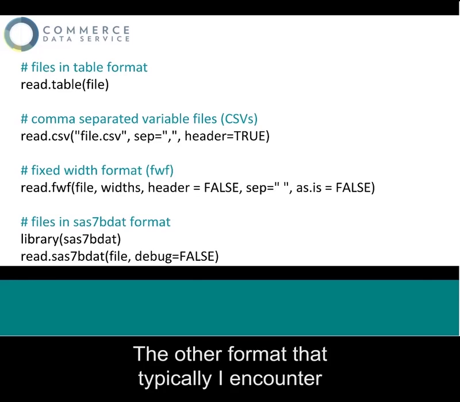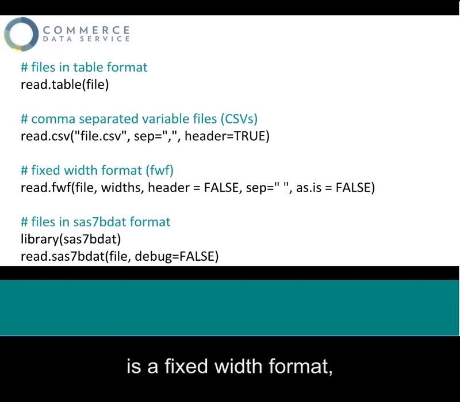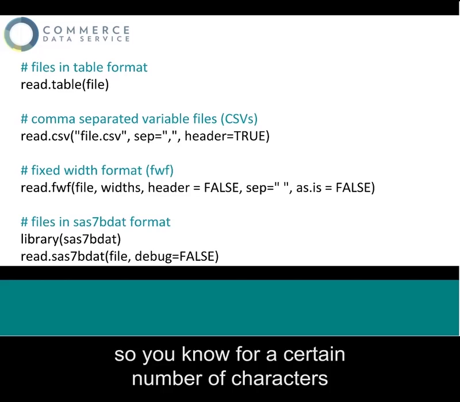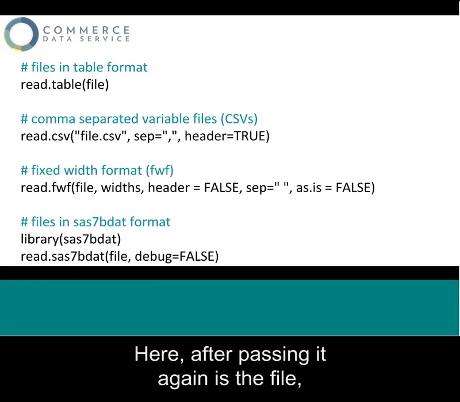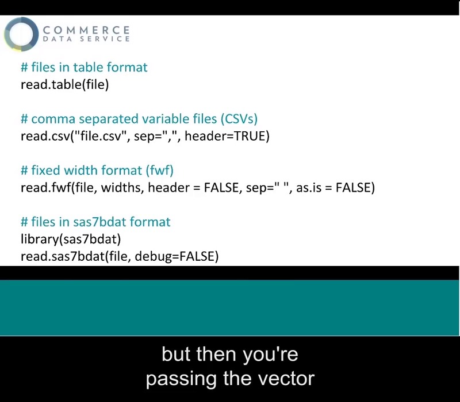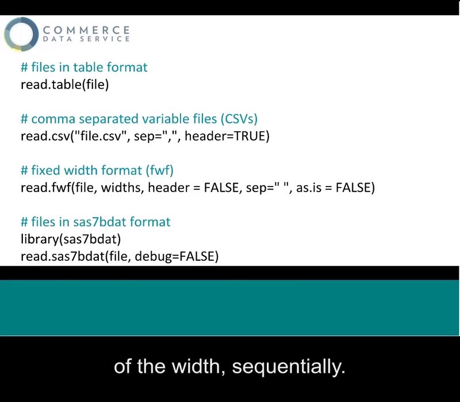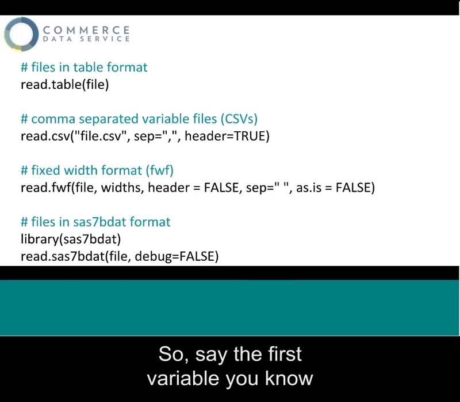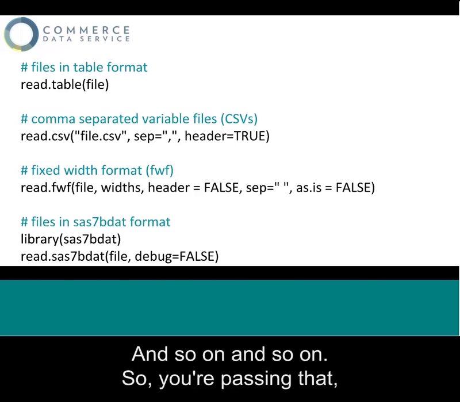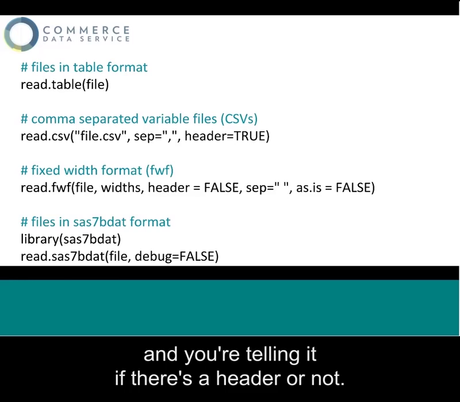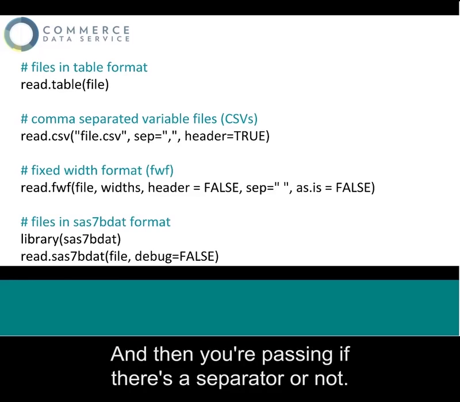The other format that I typically encounter is a fixed width format, so you know for a certain number of characters what this value is. Here, you're passing the file, and then a vector of the widths sequentially. Say the first variable is a fixed width of 4, and then 3, and so on. Then you're telling it if there is a header or not, and if there is a separator or not.